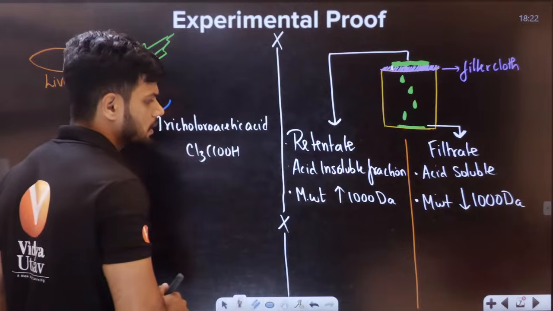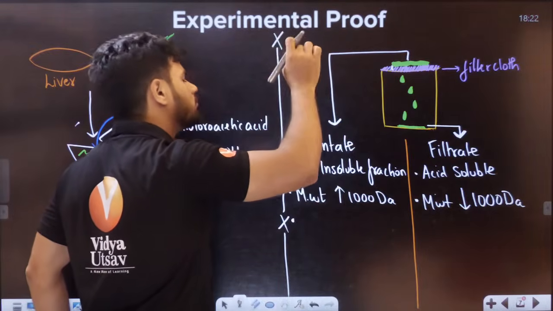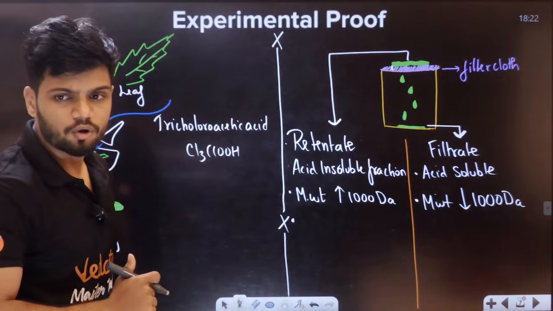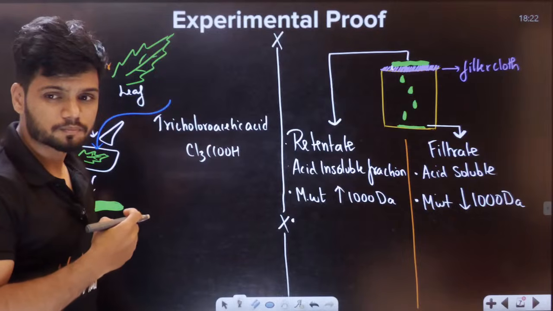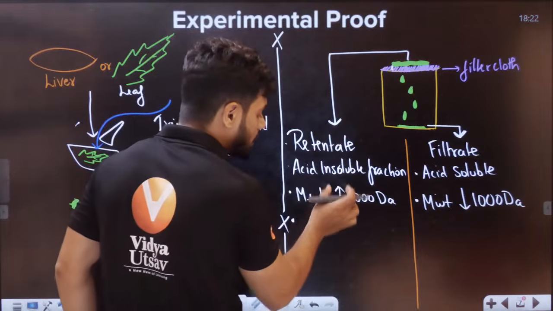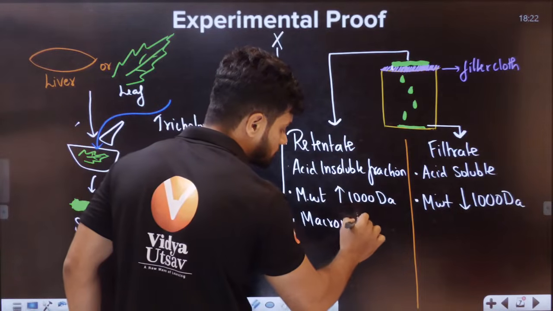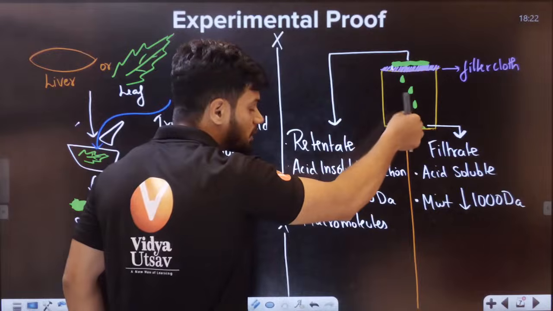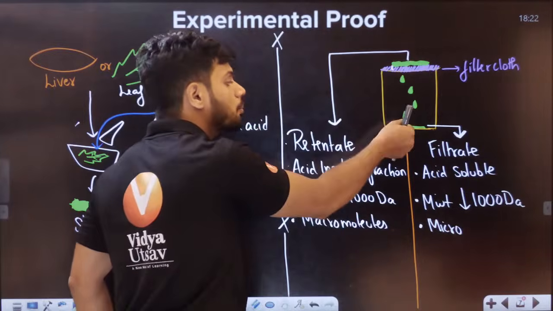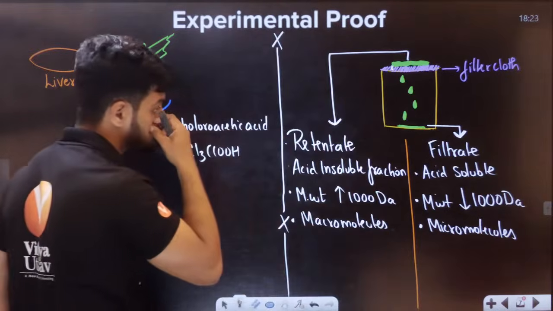Now, students, if their molecular weight is more on the top, do I call them macromolecules or micromolecules? All of you, since they are present on the top, with more than 1000 Daltons, I will call them macromolecules. What is present on the bottom, I will call micromolecules. So on top we have macromolecules, and at the bottom we have micromolecules. Okay, students.